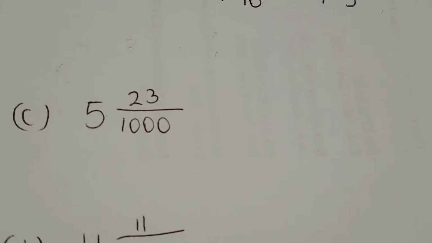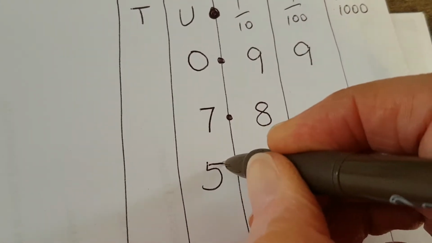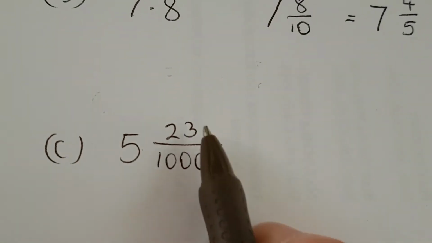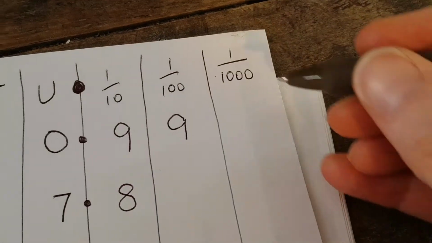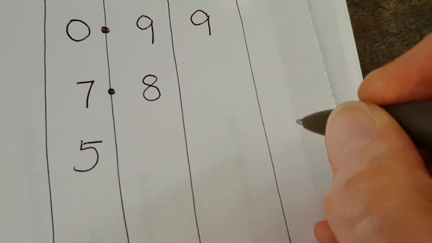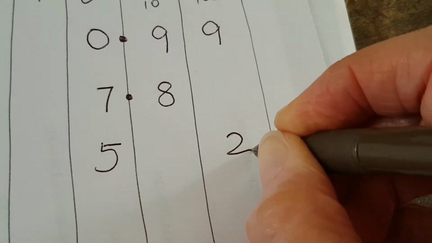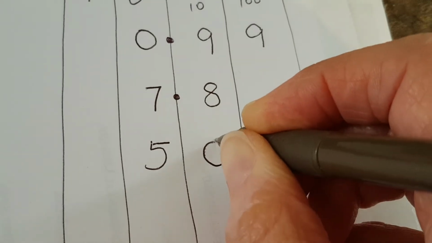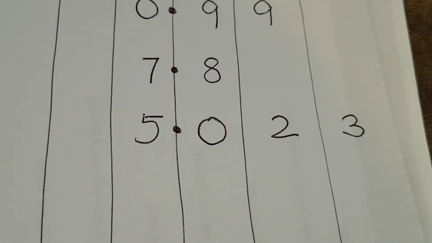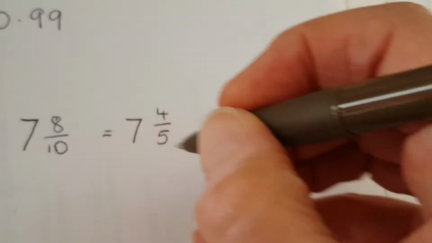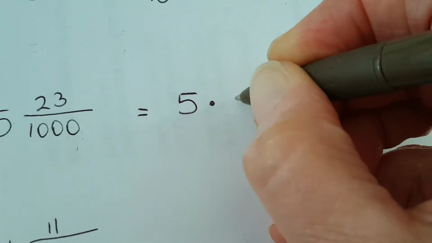C, 5 and 23 over 100. Let's put this in here. So 5 belongs in the units. Now, this is 23 over 1,000. So the 3 has to go to the thousandths. So here's my thousandths. There's my 3. There's my 2. And now I can see that I need a placeholder in here beside my decimal point. So my answer is 5.023. That one's tricky because people forget the extra 0.